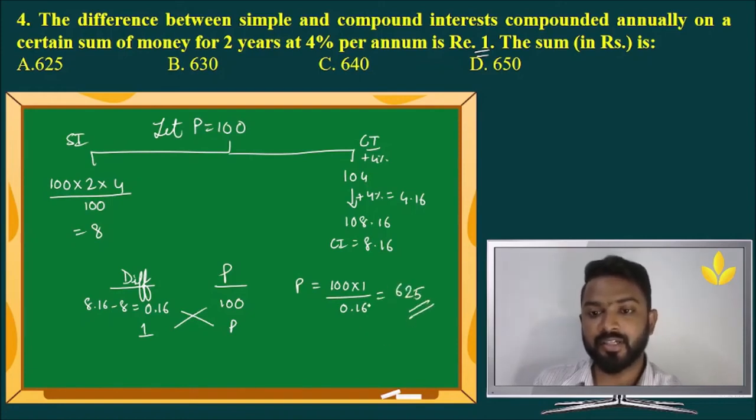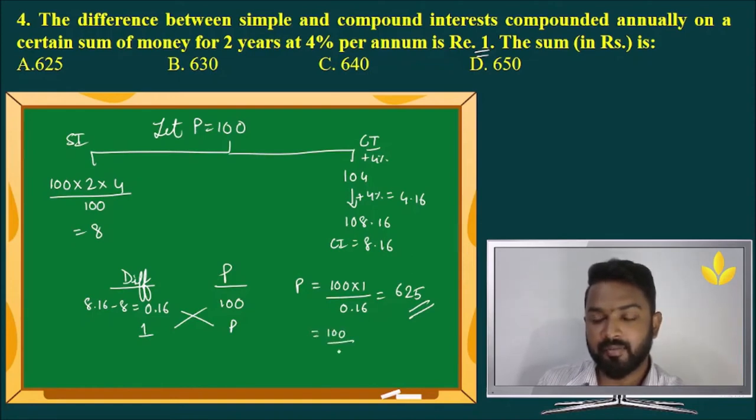You just convert the decimals into fraction. What you will get is 100 divided by 16 into 100. So what you have is 4 into 25, 4 into 4, 4 into 25. 25 into 25 is 625.